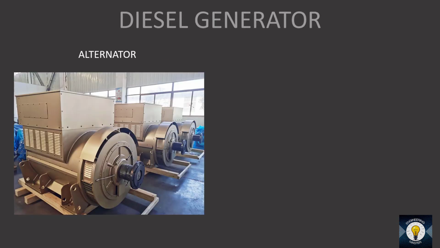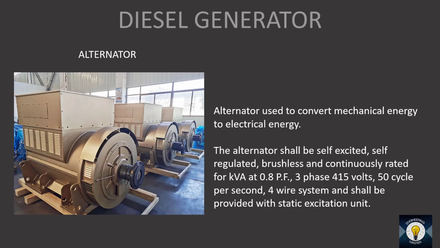Another one is alternator. Alternator is used to convert mechanical energy into electrical energy. The DG alternator should be self-excited, self-regulated, brushless and continuously rated for kVA at 0.8 power factor, 3-phase 415 volt, 3-phase line voltage is 415 volt, 50 cycles per second, that is frequency, 4-wire system, and shall be provided with the static excitation unit. So basically we need a brushless generator. We were using generators with brushes. These brushes are subject to wear and tear and may cause sparks also. So nowadays brushless generators are used.